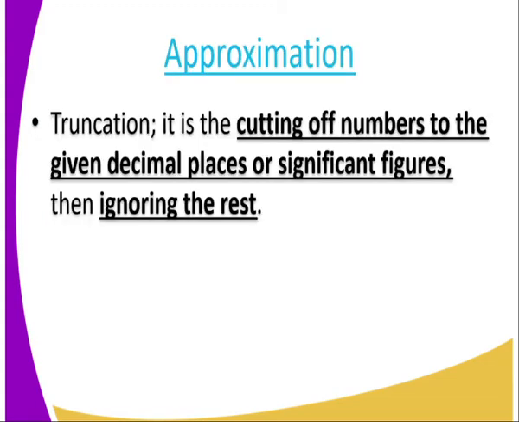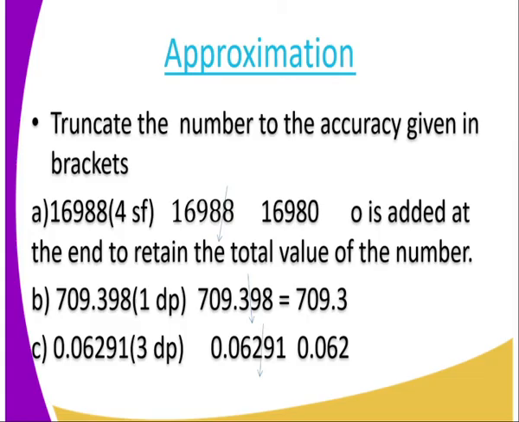We go to the truncating. When it comes to truncating, this is cutting off numbers to the given decimal place or significant figures and ignoring the rest. Here, there is no rounding up or rounding down. We just cut it off. An example: truncate the number 16,988 to 4 significant figures. So we count 1, 2, 3, 4. But the total value, we are not supposed to tamper with it. So we drop the 8, cut it down, then we add a 0.